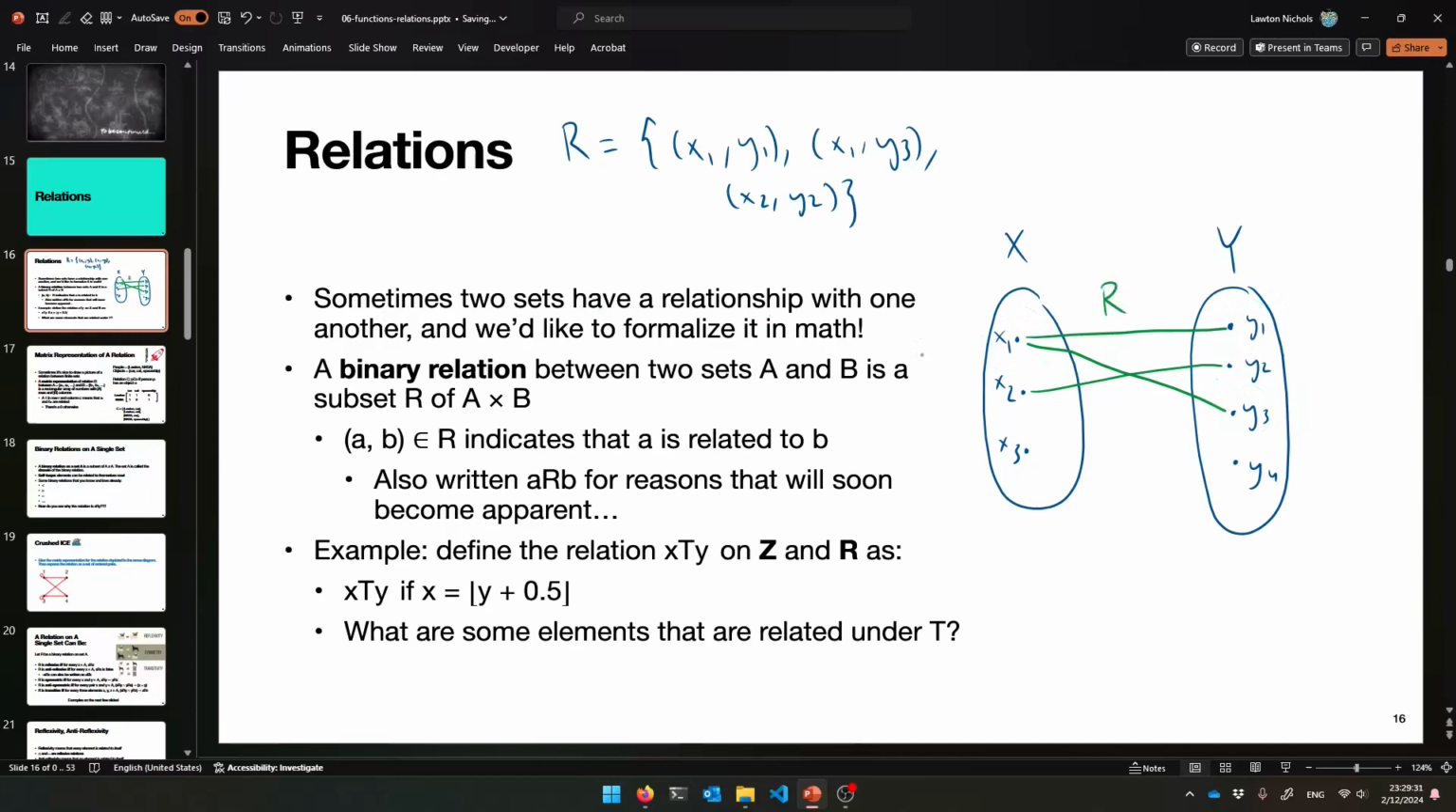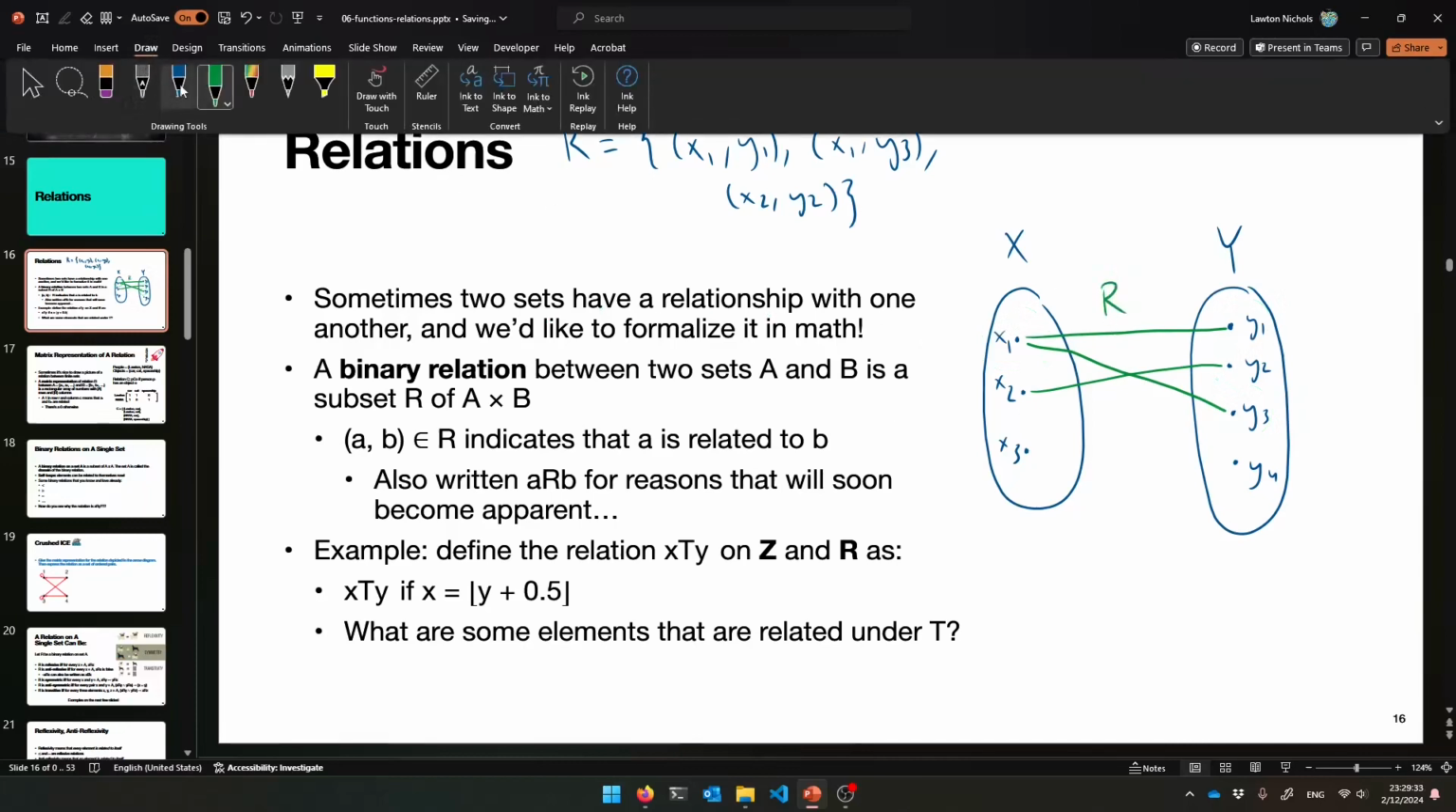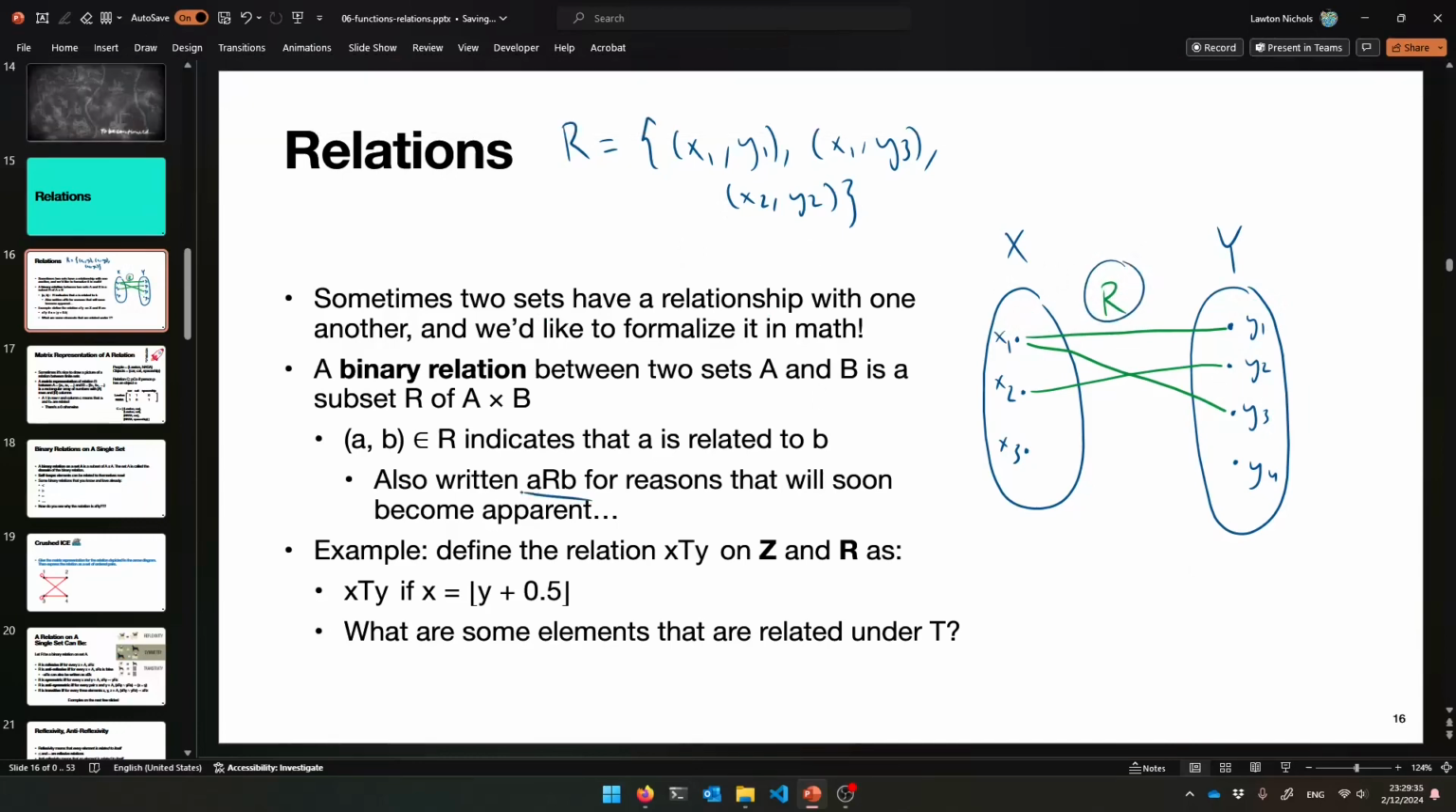And so one way to write it is to use the name of the relation. If it's called R, you put it in between the two things that it's relating. So x1 and y1 are related under R, so you can write it like this. You say that x1 R y1 is true. x1 is related to y1 under the relation R. It's a little weird to look at, but that's okay. I promise that'll make sense soon.